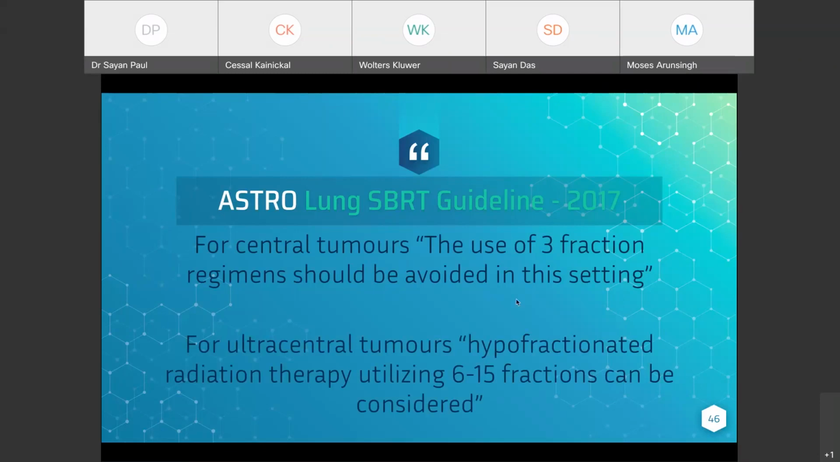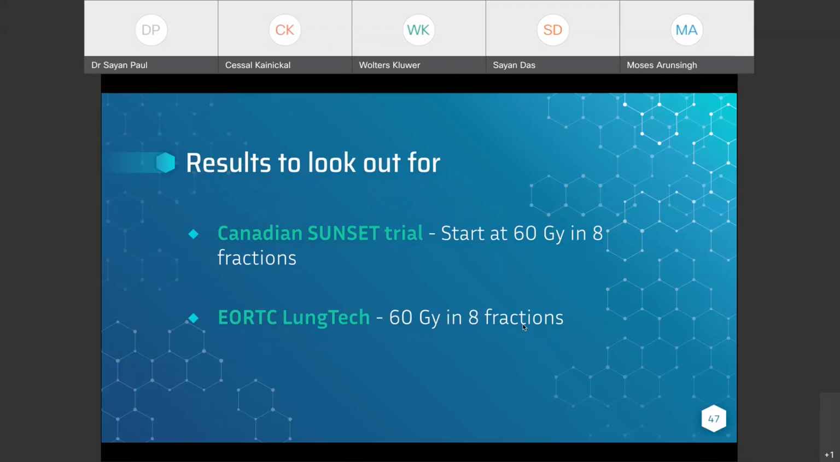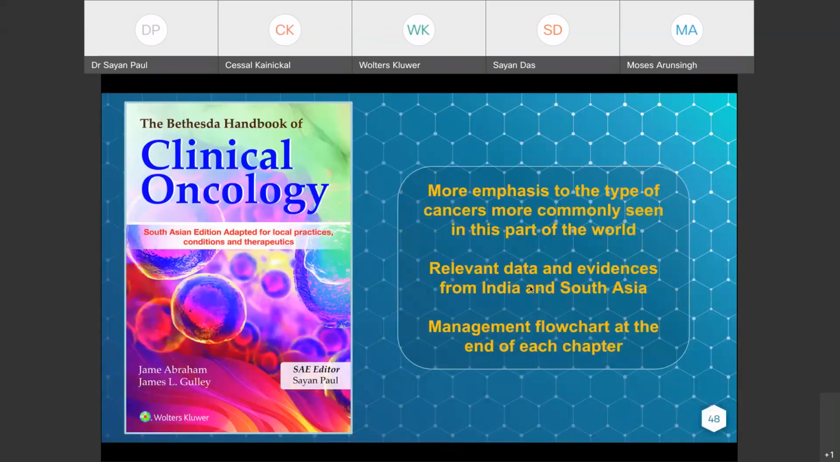Again, for ultracentral tumors, they ask us to use more fractionated treatments than SBRT. Several more trials are in the offing: EORTC LungTech, and the Canadian SUNSET trials. When these come out, we may have more evidence on the safety of SBRT in central lung cancers. So that concludes my evidence review on SBRT in lung cancers.